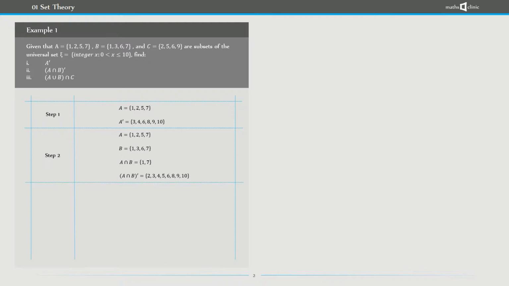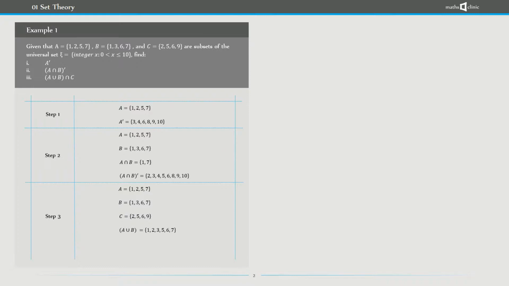Now the next thing we do, we're looking for A union B intersect C. We have that A is 1, 2, 5, 7, B is 1, 3, 6, 7, and C is 2, 5, 6, 9. Okay, let's go through this. So A union B, that's bringing A and B together. We have 1, 2, 3, 5, 6, and 7.